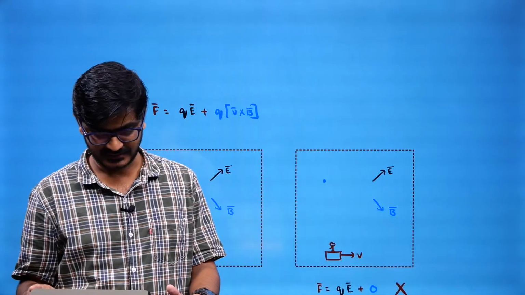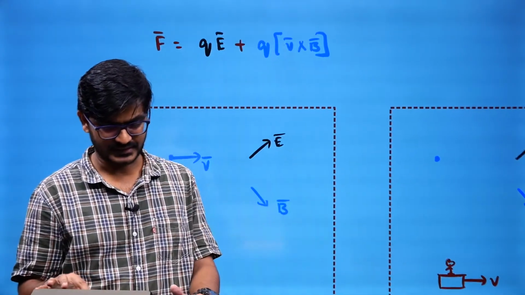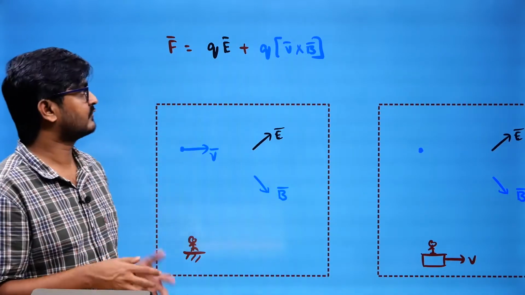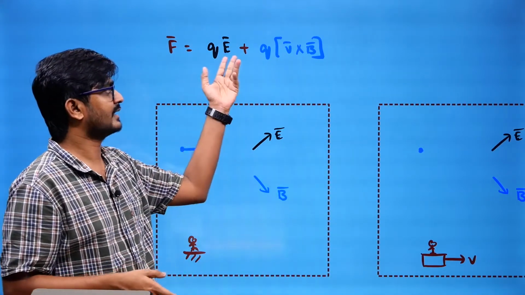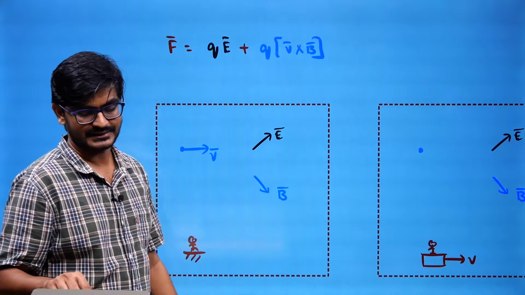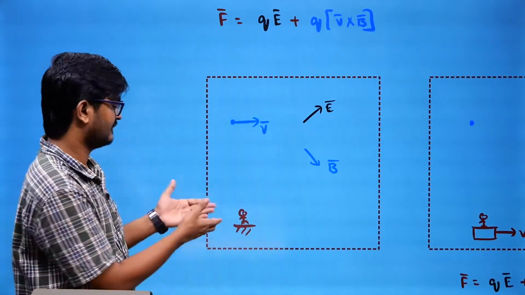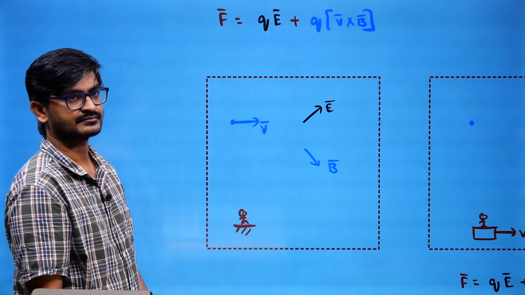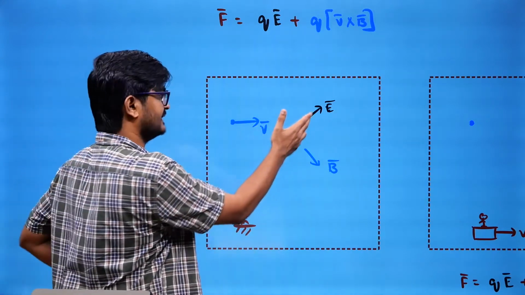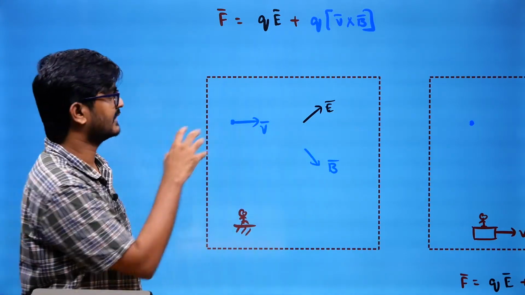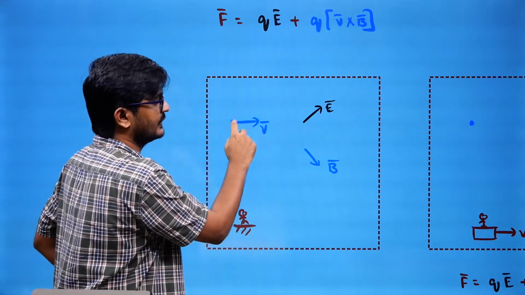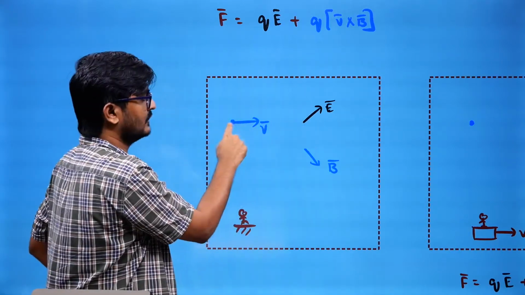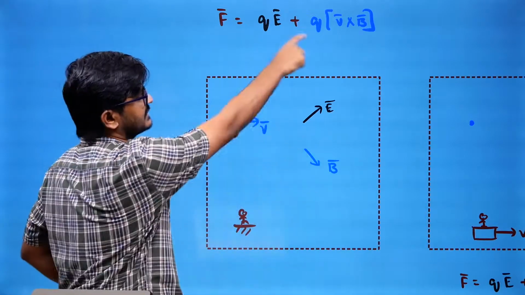Now going to the next part. We know the net force on the particle will be given by q into E bar plus q into v bar cross B bar. That is, if I am observing from some ground frame and the particle is moving with a velocity v bar, where the electric field is E bar and the magnetic field is B bar, then the net force will be q E bar plus q v bar cross B bar. So that's the net force.